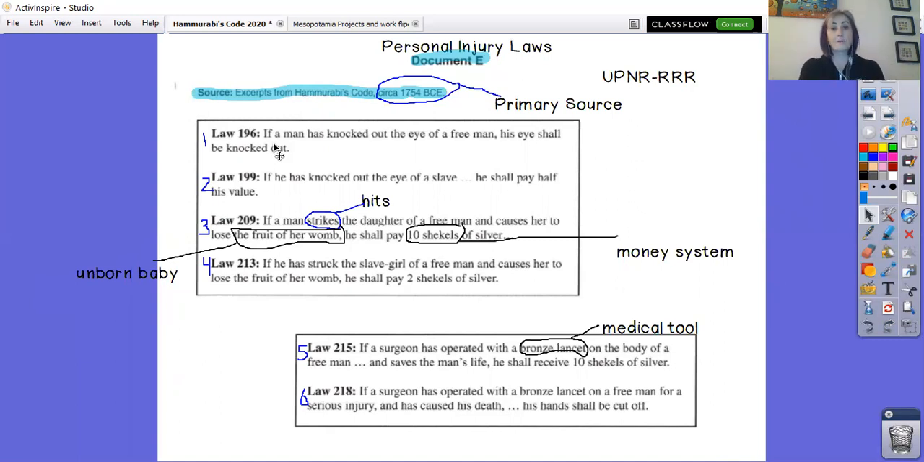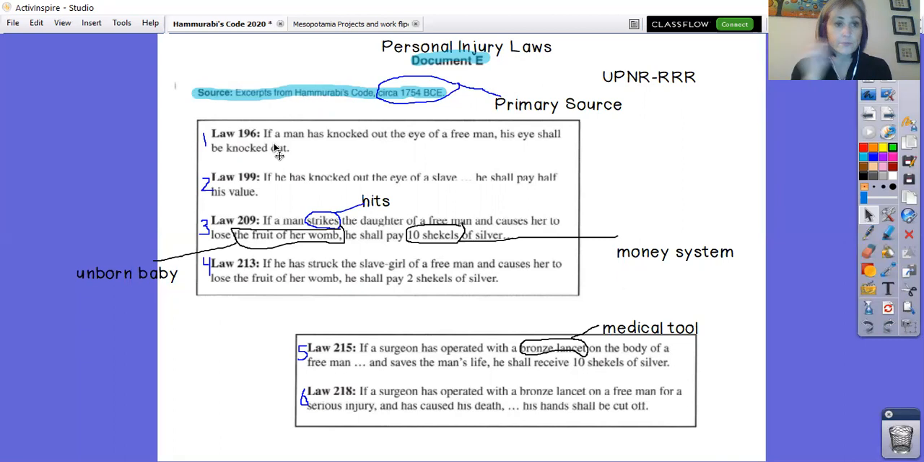Law 199. If he has knocked out the eye of a slave, then he shall pay half his value. So let's say you have a slave that's worth $10 and you punch out his eye. Then you have to pay half of his value. So you would have to pay his owner $5.